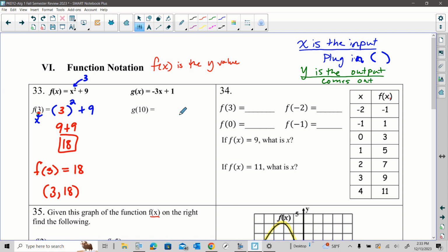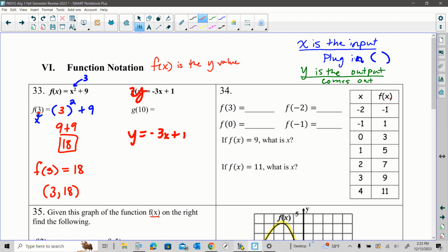Now there is a shortcut, because anytime I have function notation, this is the same thing as y. So you could use your calculator to get to an answer. Let me just remind you how to do that. Since g of x is the same thing as the y value, we're putting in the equation y equals negative 3x plus 1.